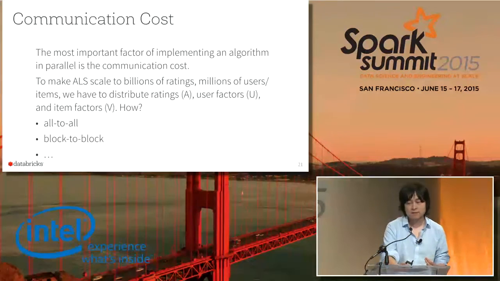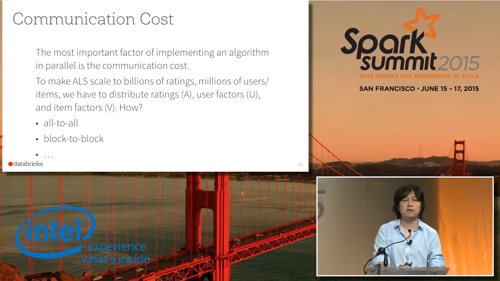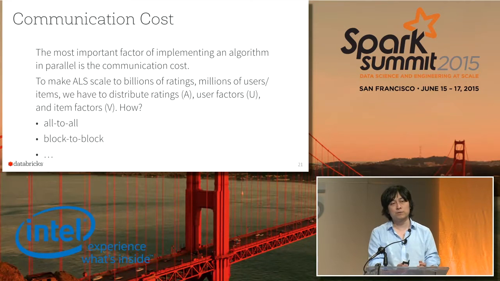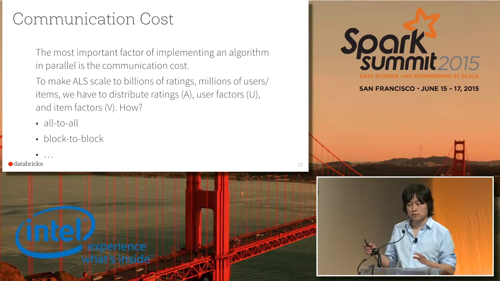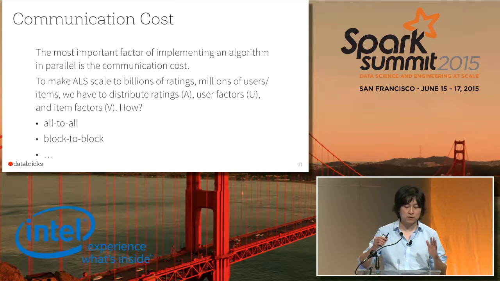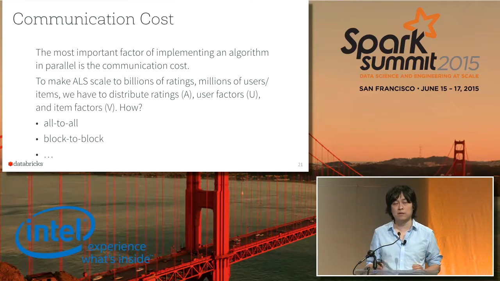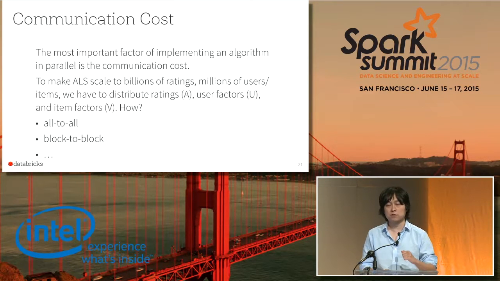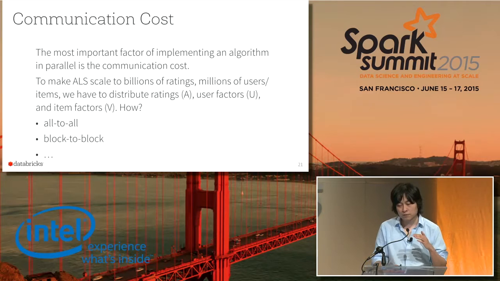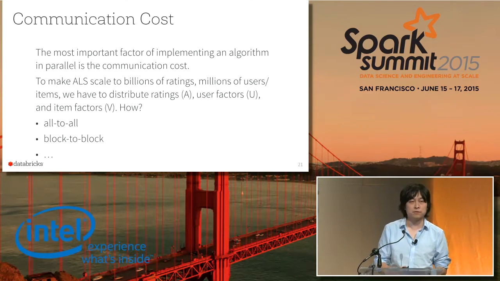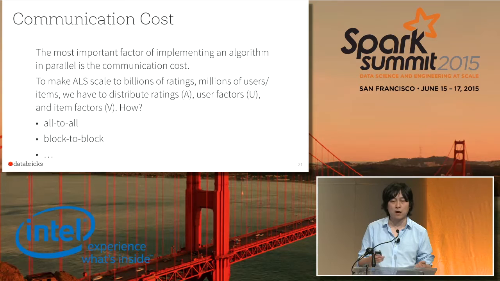And for ALS, if we really want to scale up to billions of ratings, we have to store the ratings distributively, basically on different machines. And if we don't make any assumptions on the shape of the input matrix, basically the number of users and number of items, we also need to distribute the user factors, basically the matrix U, and the item factors. But then it's how we distribute the data and how we design the algorithm.